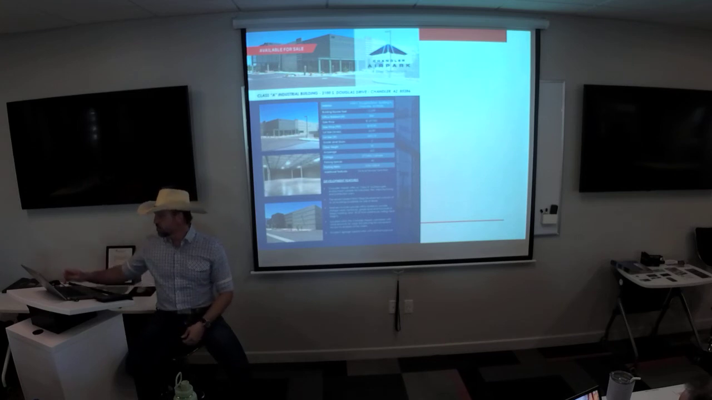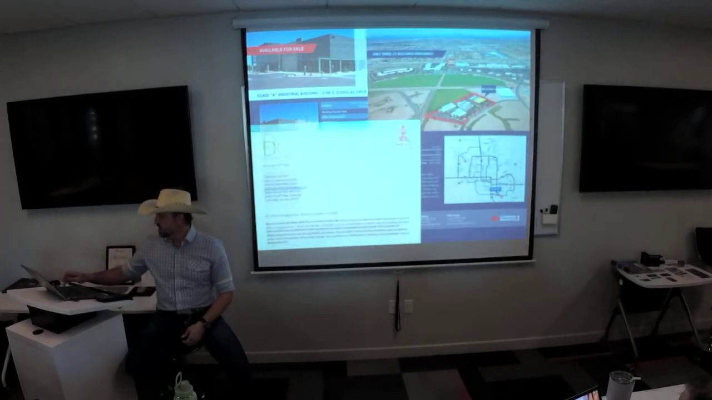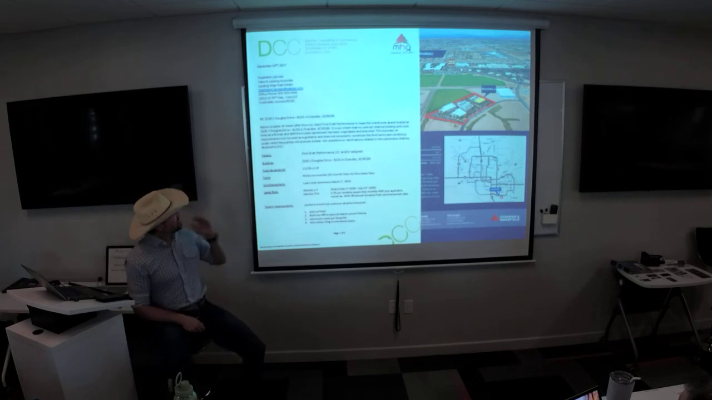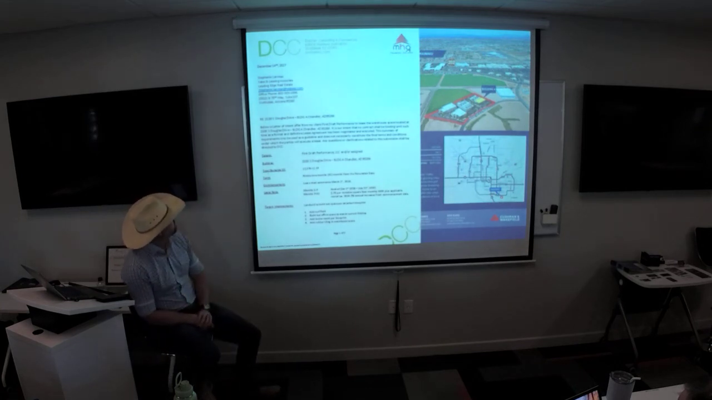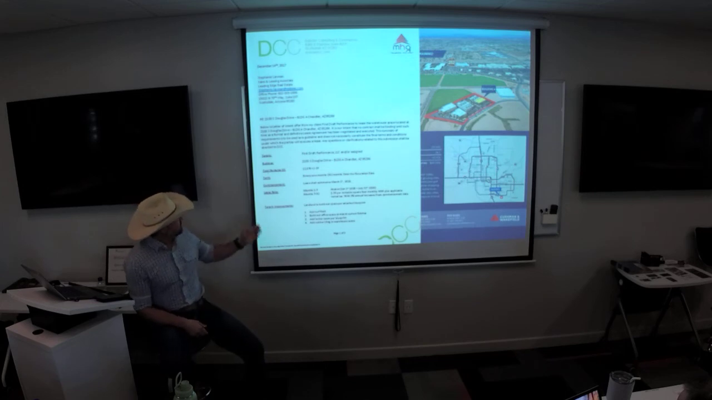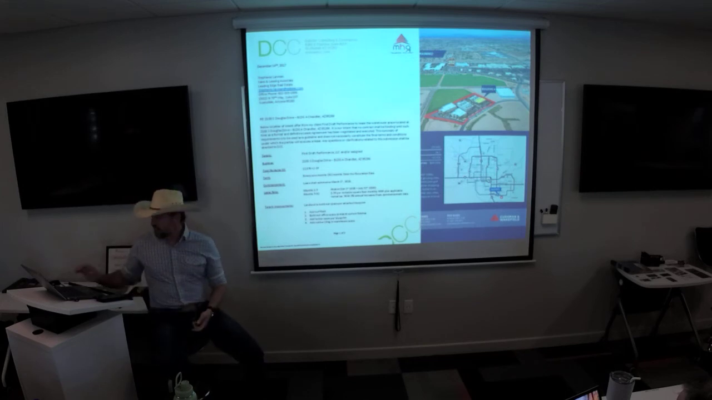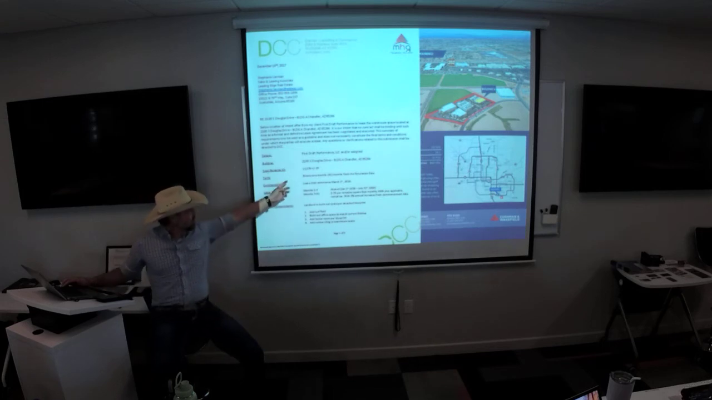So this is an example of one that was an industrial spot down in Chandler. We did a letter of intent on. So this gives you an outline of basic details of what we would do in this case for a tenant. You're outlining who the tenant is, what they want, what term they're looking for. This one was 91 months.